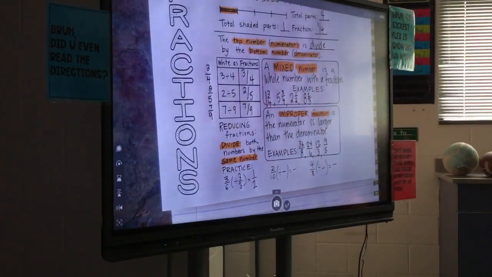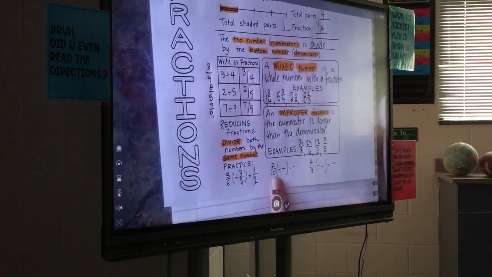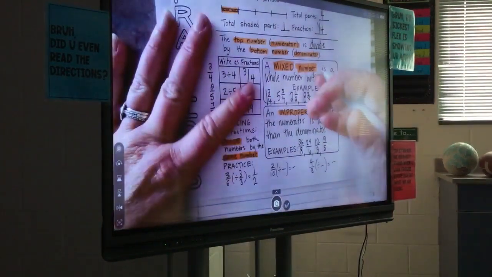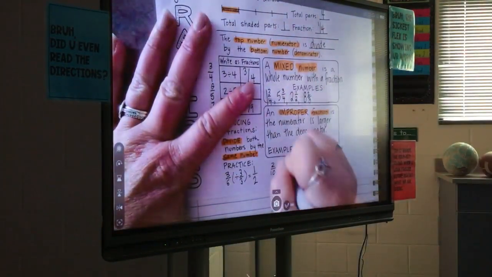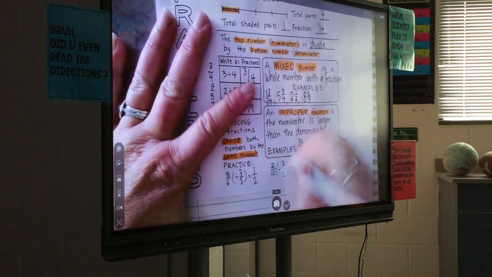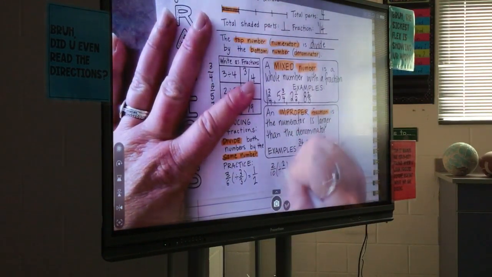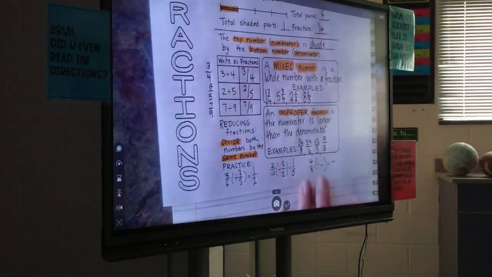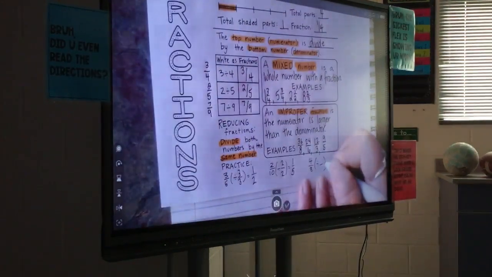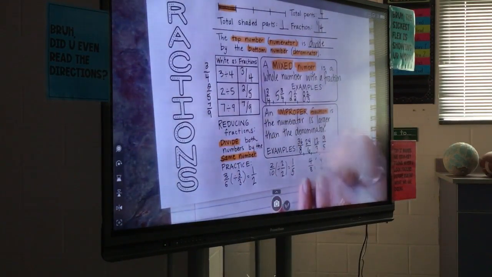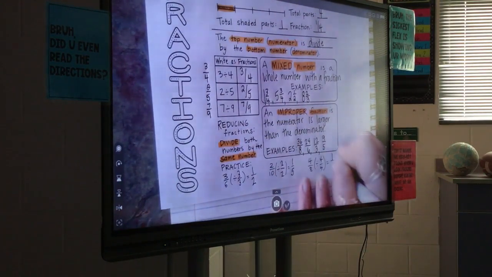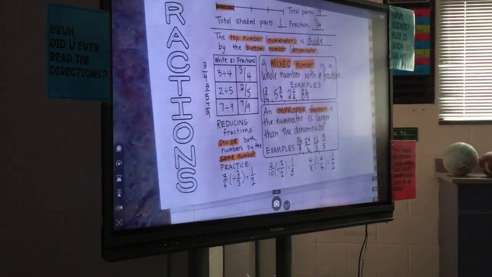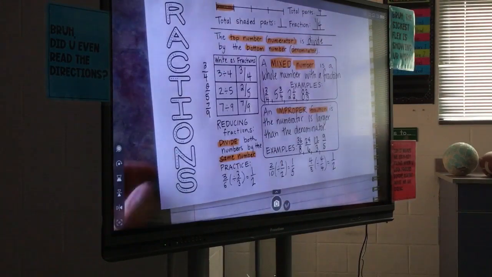All right, what about 2/10? What number goes into 2 and 10? Silas. 2. So when I divide 2 divided by 2, I get, and 10 divided by 2, I get. All right, the next one. What goes into both 4 and 8? Reagan, 4. 4 divided by 4 gives me, and 8 divided by 4 gives me. All right. Everyone have that?